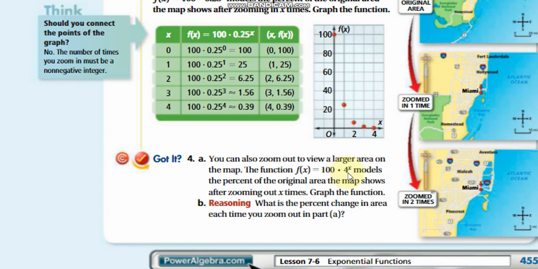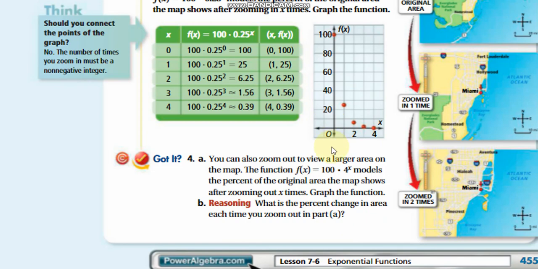For this one, we'll insert the same values 0, 1, 2, 3, 4 for x. If x is 0, y will be 100. If you insert x as 1, it will be 400, then 1600, then 6400, and then 25,600, like that. And what is the percent change in area each time you zoom out? That is, I think, 300% each time. So you can do it by yourself and find out.